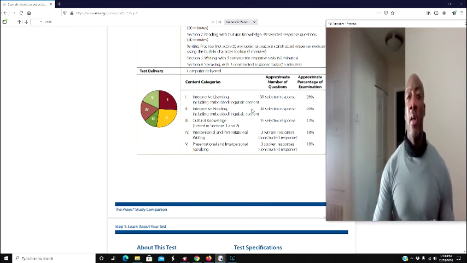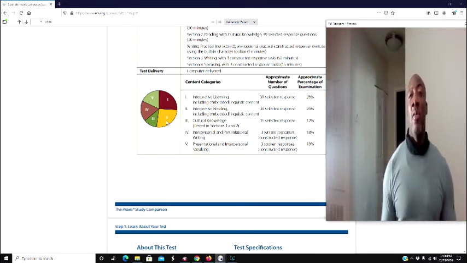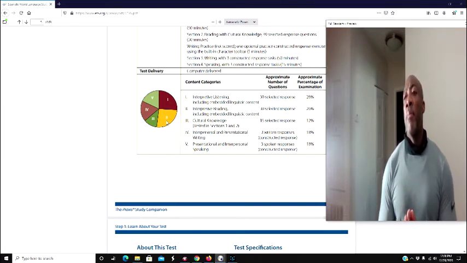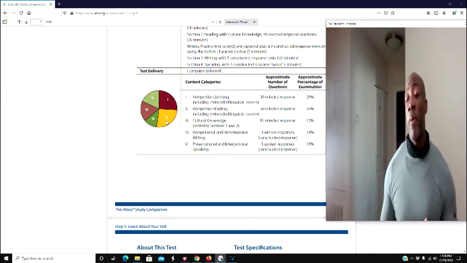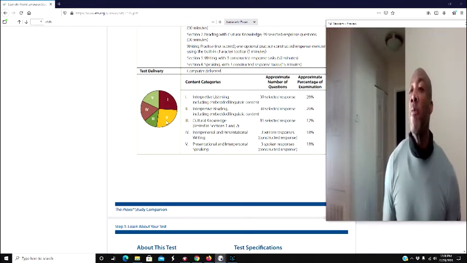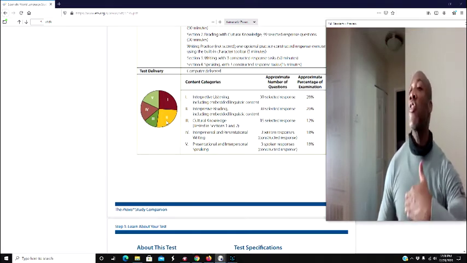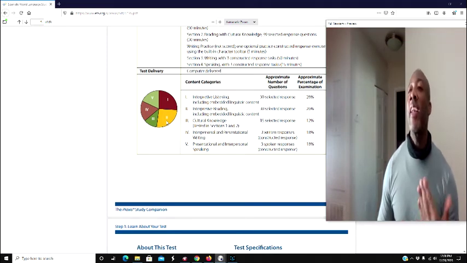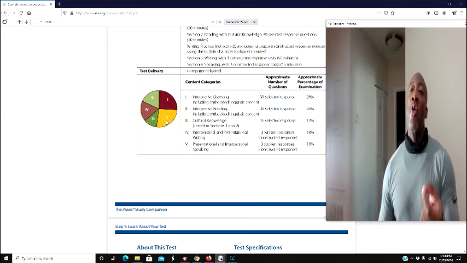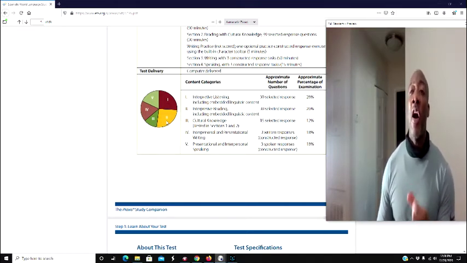Interpretive listening, 30 selected response, including embedded linguistic content. So basically what you're going to have to do is listen to a lot of conversations between two people or more, or among many people. And you're not going to know where these people are from. They may have conversations in Argentina. They may have conversations from Spain or Costa Rica or Mexico or Guatemala or Cuba, lo que sea. Your job is to understand the conversation.